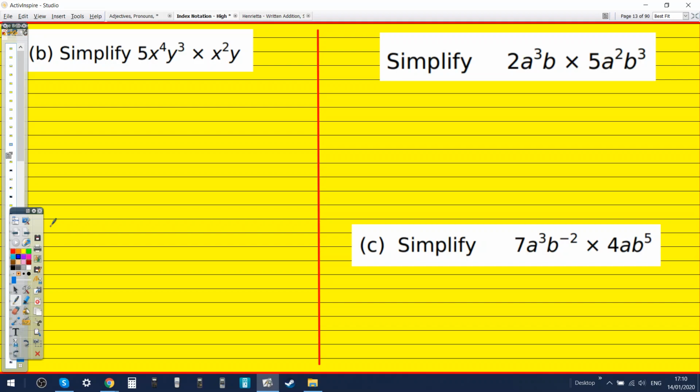Okay. So the first one is 5x. Sorry about that. Did you get an answer for the first one? Yeah. What was it? 5x^6 y^4. Well done. How about the next one?